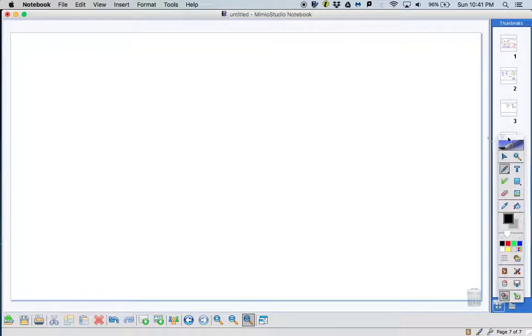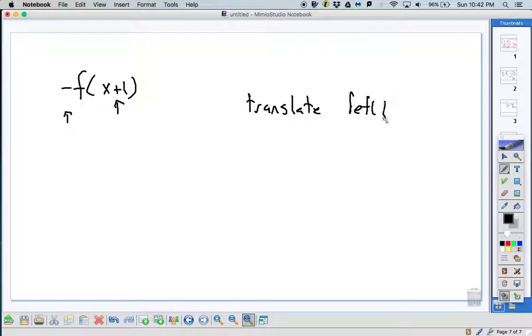So we're going to be able to put some of this together. So let's say that I have this function, and I need to know what happened to it. Well, we start with our original function. This thing says that I'm going to move it 1 to the left, and this thing says I'm going to reflect it across the x-axis. So you should be able to look at this and tell me that it's translated to the left 1, and it's reflected across the x-axis.